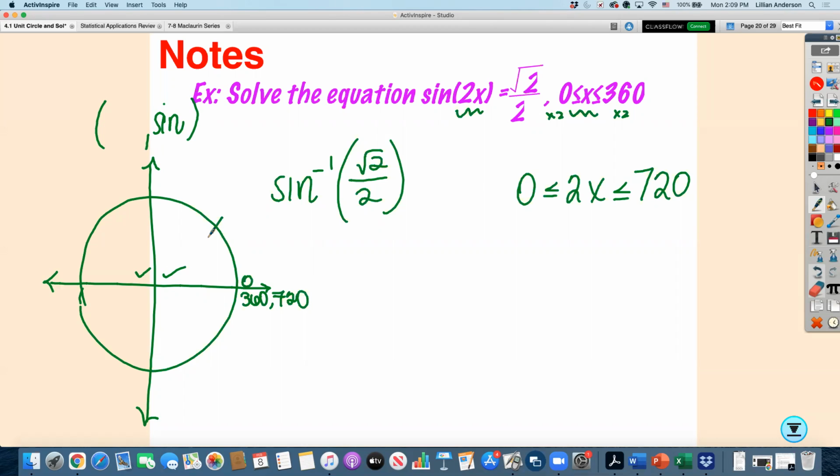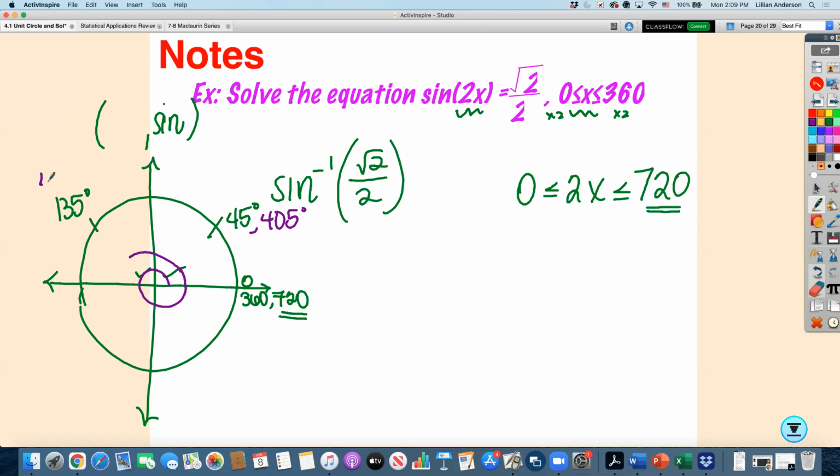So 45 and 135. Okay, so from 0 to 360, those are the only two angles where sine is a positive square root 2 over 2. But I'm going until 720 because I had to adjust my domain. So I have to go around one more time to compensate for the fact that I'm going all the way up to 720. So I've gone around for 360. Now I need this angle after I've gone a full 360 degrees and I'm back at 45. That's 405. And then keep going until I get to 135.